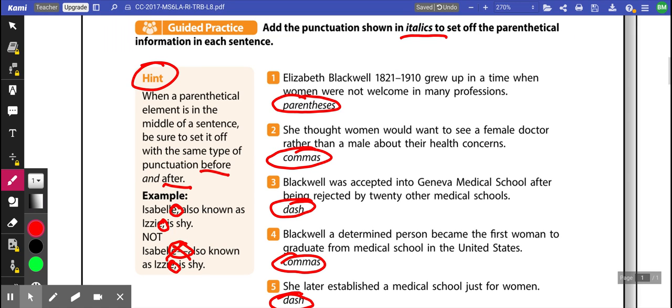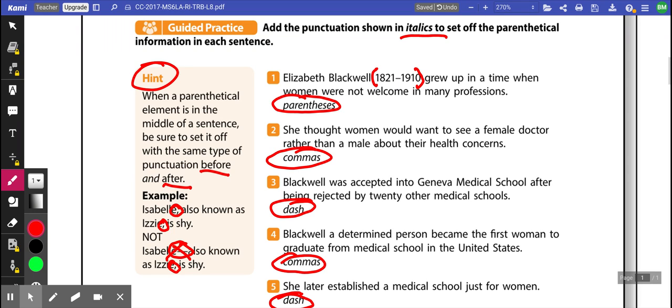So remember, if we're going to open parentheses, we also want to make sure we close parentheses. So our extra information that we don't necessarily need and that you might already know is that Elizabeth Blackwell, when she was born and when she died. So we want to add our parentheses right there.